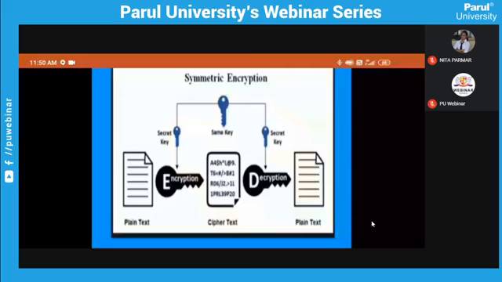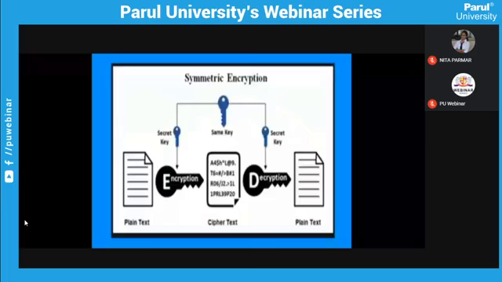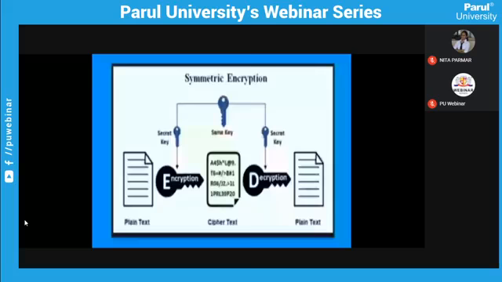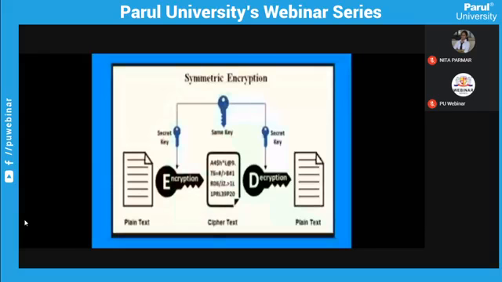We are seeing symmetric encryption, and the secret key is common for both sender and receiver. So plain text from the sender side is encrypted using the secret key, and it is converted into ciphertext. Then the ciphertext is transmitted, and at the receiver side, the receiver uses the decryption algorithm and converts this ciphertext into plain text using the same secret key.